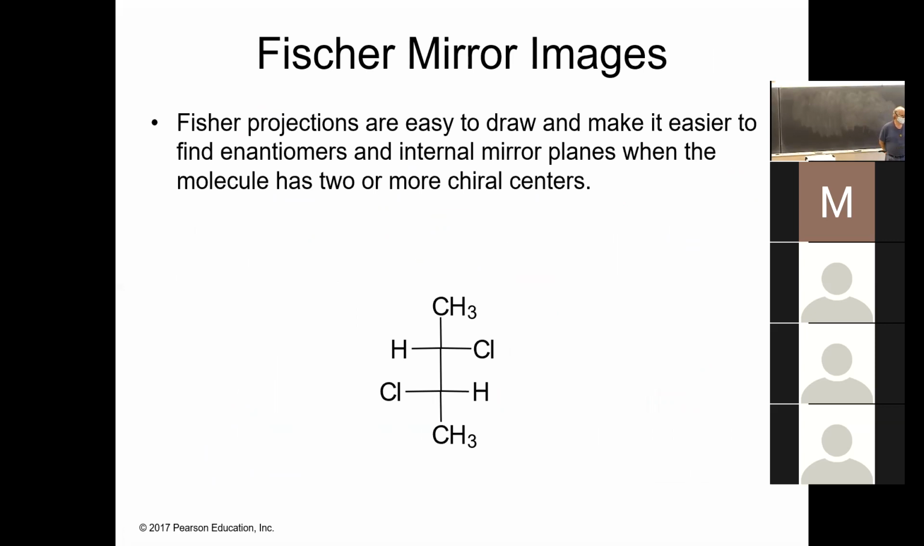Okay, one thing about Fischer projections is it's very easy to draw the mirror image. All right, so for this compound, to get the enantiomer, we would invert both of those chiral centers. Let me zoom in just a little bit here.